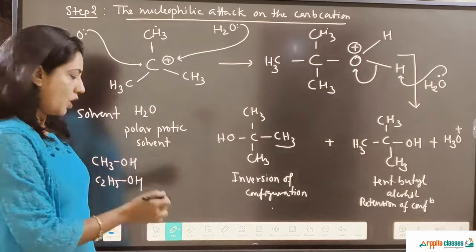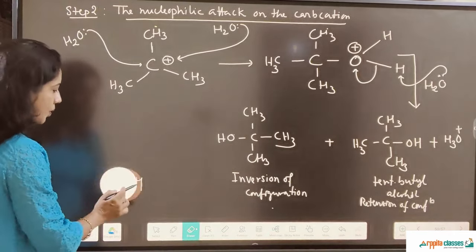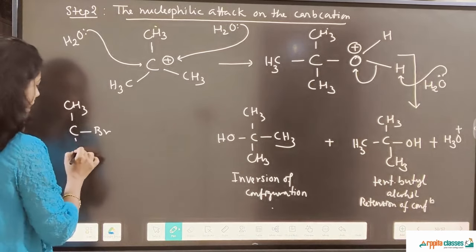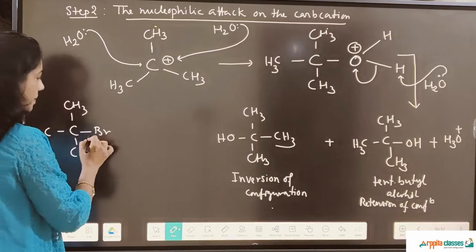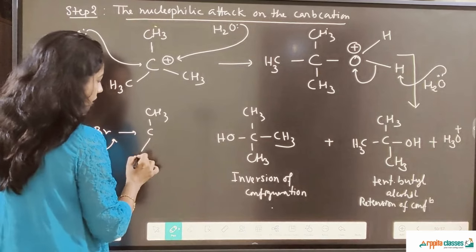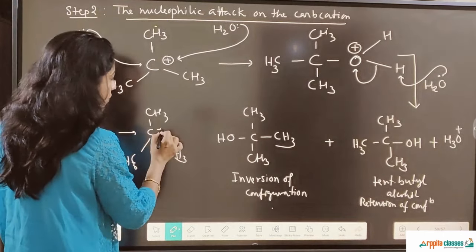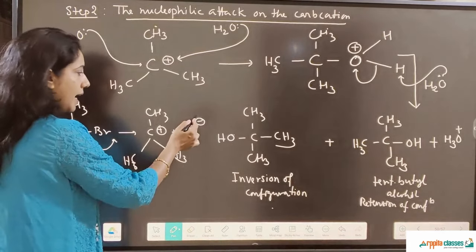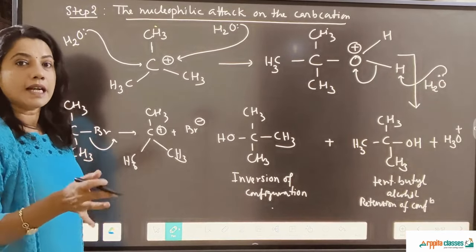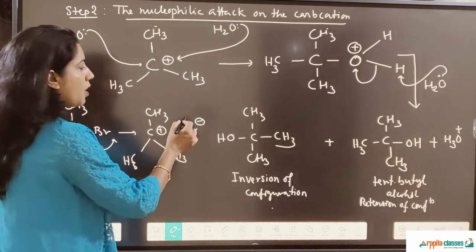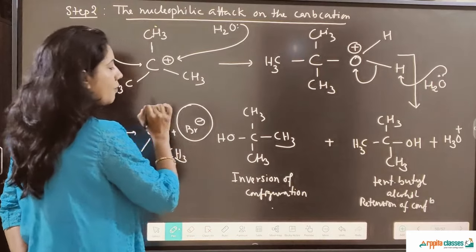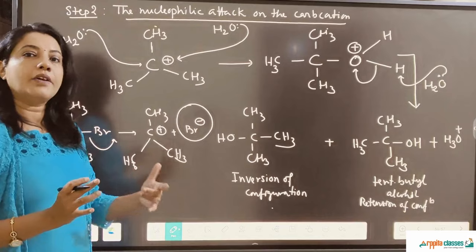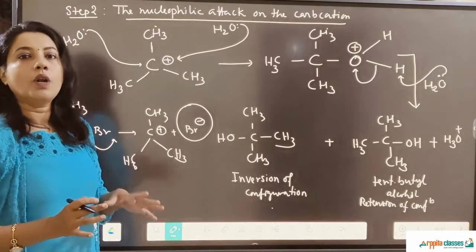Now what is the use of this polar protic solvent? If you remember, the first step is the generation of the carbocation, where the nucleophile is the leaving nucleophile. If this is the substrate, this nucleophile is leaving and you are getting the carbocation like this. Now this leaving nucleophile also can attack the carbocation, because this is negatively charged and this is positively charged. To prevent this attack, the polar protic solvent is used. It will surround and cage the leaving nucleophile so that it doesn't attack, and in the second step another nucleophile can attack. So that is the reason we are using a polar protic solvent.